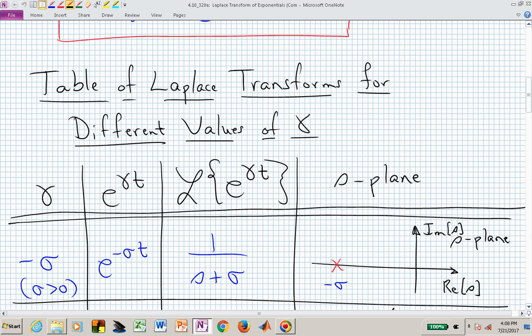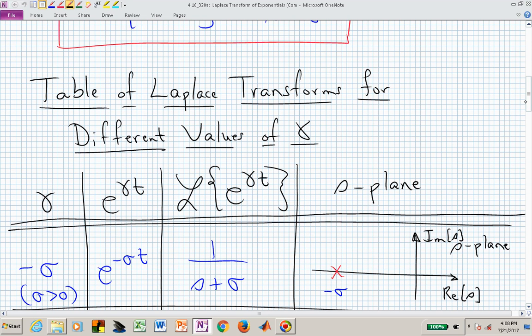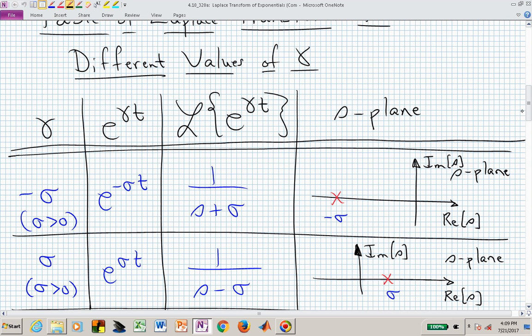That's the value of s that causes that transform expression to go unbounded, and it corresponds to the value of s that causes the denominator to vanish. So whenever we step on these x's, that means we're going way up. We're going through the roof. If we look at the opposite, the first row was a decaying exponential. The second row is an expanding or growing exponential, e to the sigma t. Sigma is positive. That transforms into the frequency domain as the expression 1 over s minus sigma.